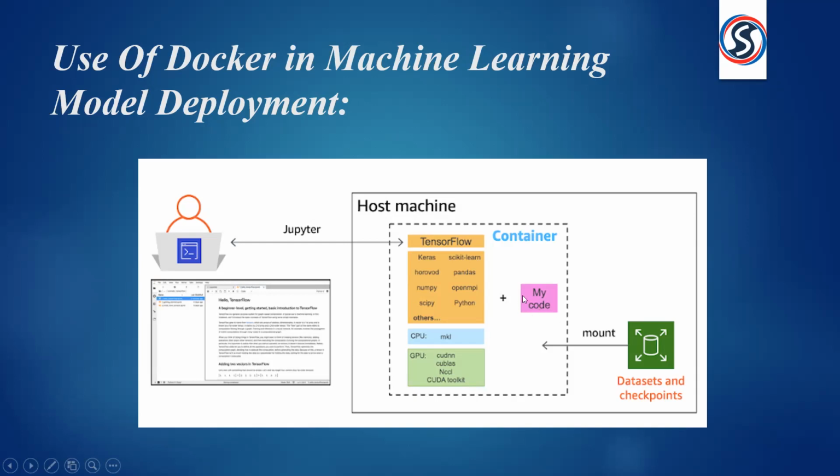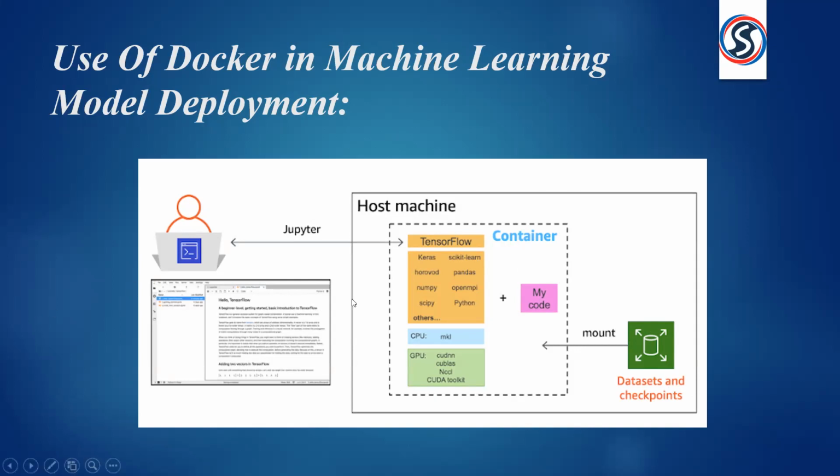With these images plus the code, I'm creating the container here. Here we have the datasets and the checkpoints that will mount over it. After creating this Docker image, when we run it, it will create this container along with the Docker images and the code. And I can shift it to any system's Jupyter notebook and run it there also.